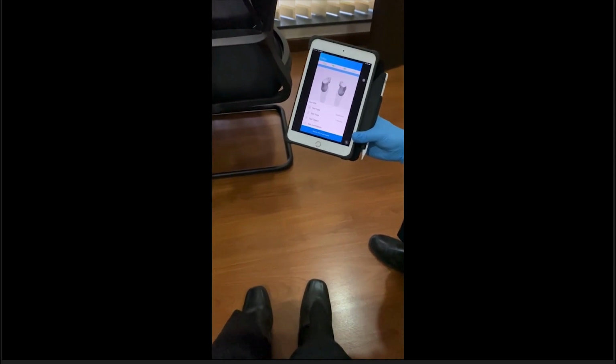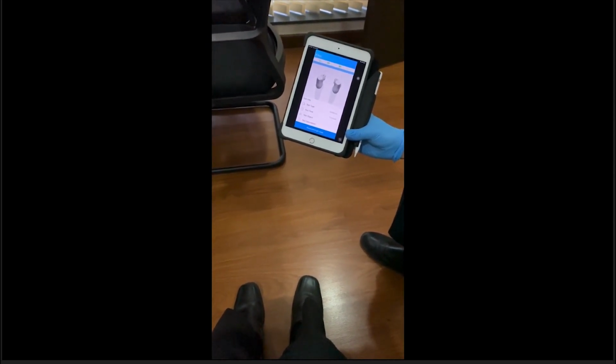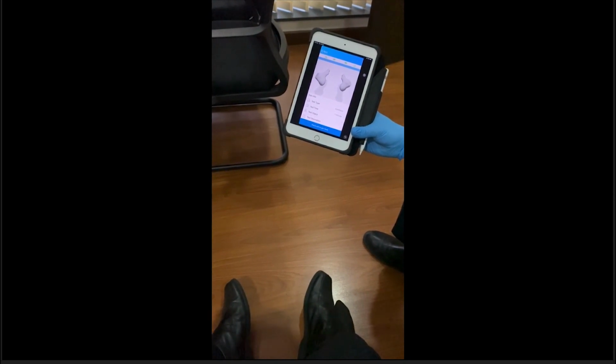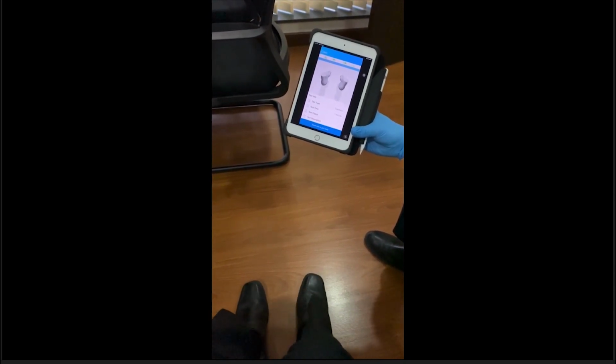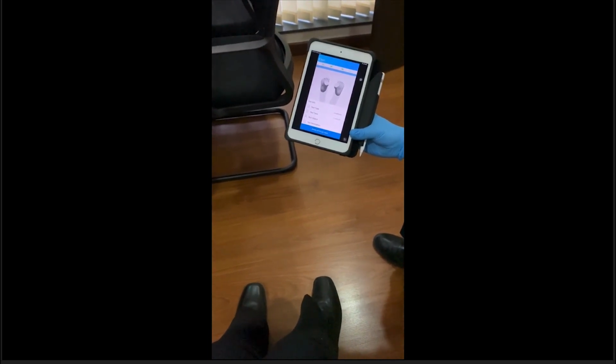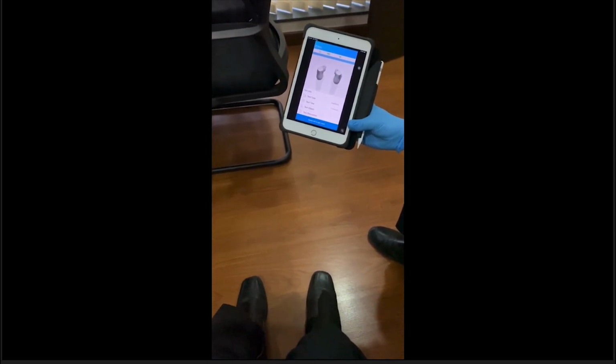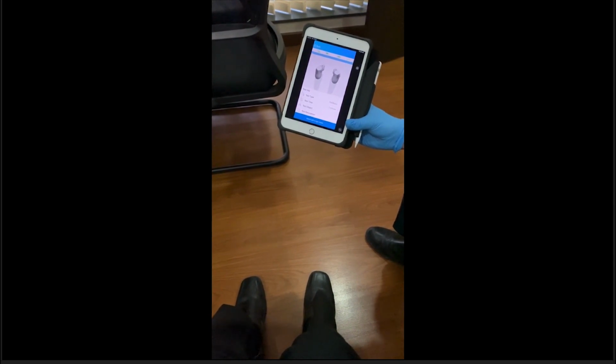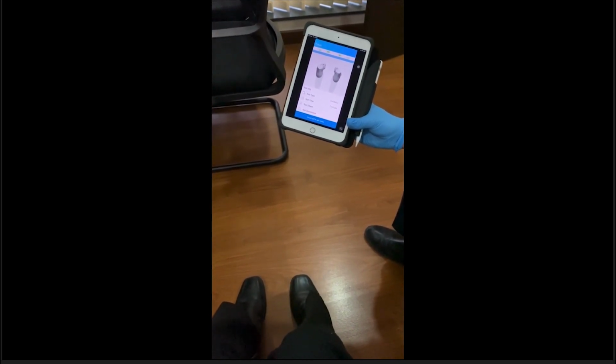Okay, what I want you to do next is roll both of your feet outwards. Perfect. Roll them in. Not that easy. Now what I want you to do is straighten your right leg. Straighten your leg.